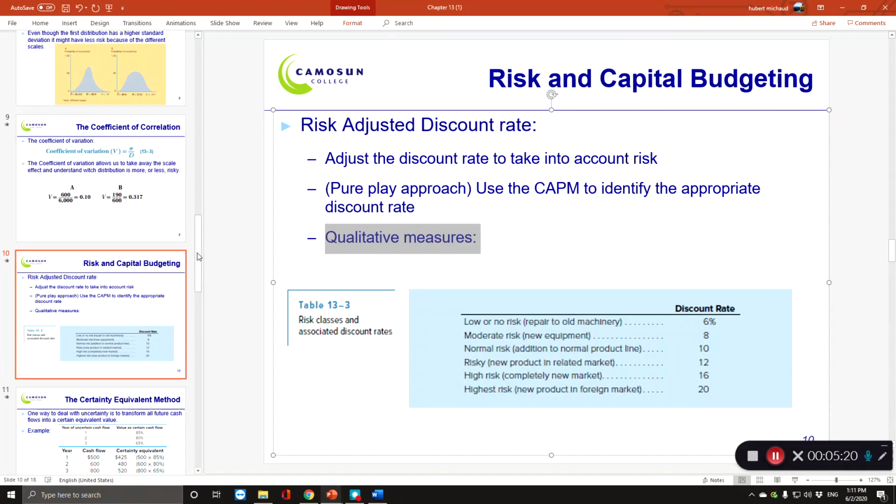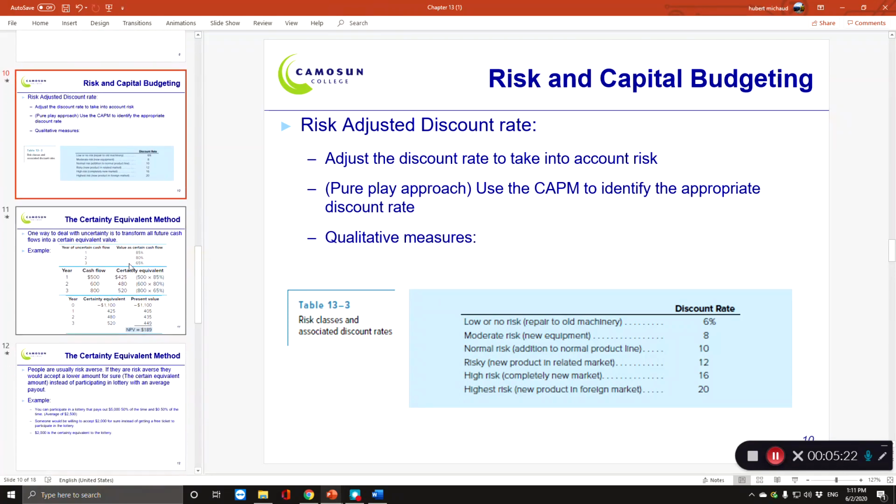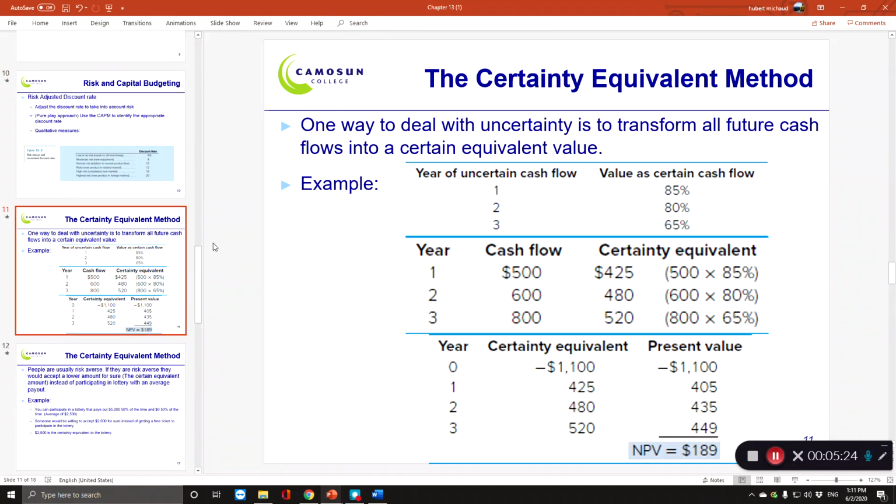Okay. A different approach, and I do not want you to know how to do all of these calculations. Okay, I want you to get the general idea here. I will not ask you to make any of these calculations. An alternative approach would be to use the certainty equivalent method, right? We take all of our cash flows from the project and we modify them in a certainty equivalent way.